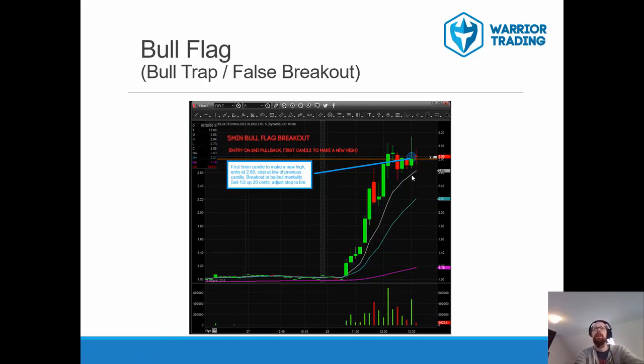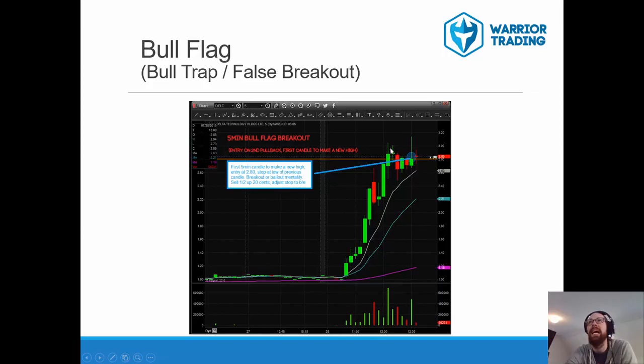Now look at this one. This is another false breakout. So you've got this stock that squeezes from $1 all the way up to 263. Big move. We pull back. First 5-minute candle to make a new high ends up working. A little extended, but we go from 240 all the way up to $3. So, nice 20% pop there.